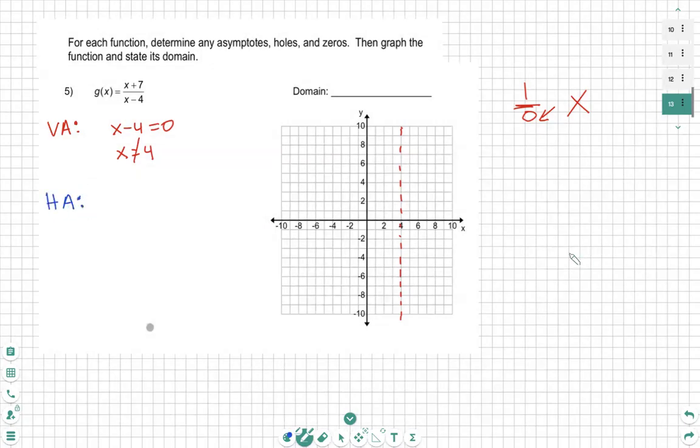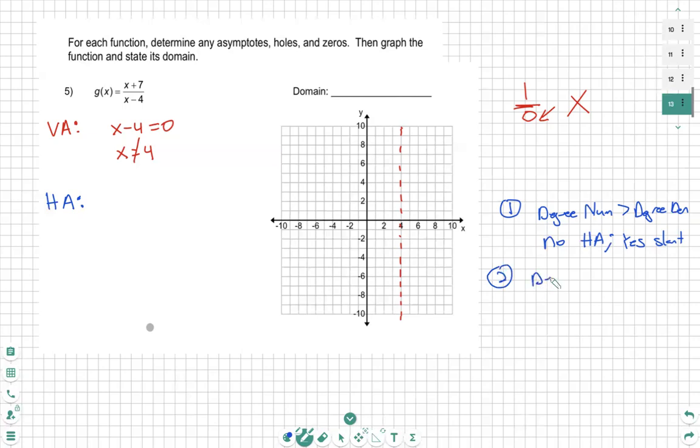There are a couple rules we need to remember for our horizontal asymptotes. One, if the degree on the numerator is greater than the degree on the denominator, then there is no horizontal asymptote. No HA, but there is a slant. Yes to slant asymptote. So we don't have to worry about that here.